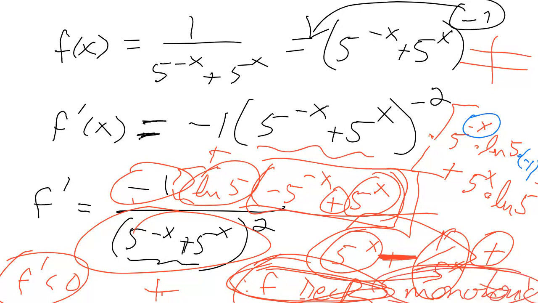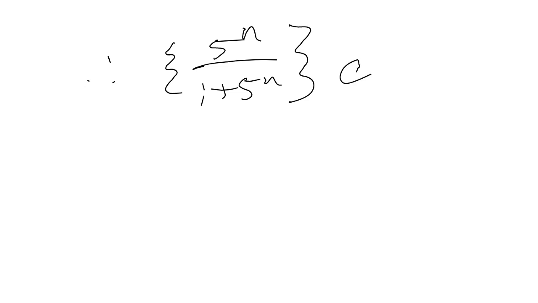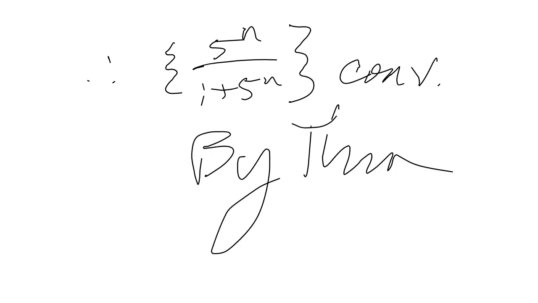So I could use Calc 1 methods to show that f, my function, is decreasing by taking the derivative and looking at the sign of it on that interval out wide. And so it's monotone, and I already showed that it's bounded, therefore by the theorem, the sequence a sub n, 5 to the nth power over 1 plus 5 to the nth power, converges by the theorem. All right, so I'll let you double check all that.